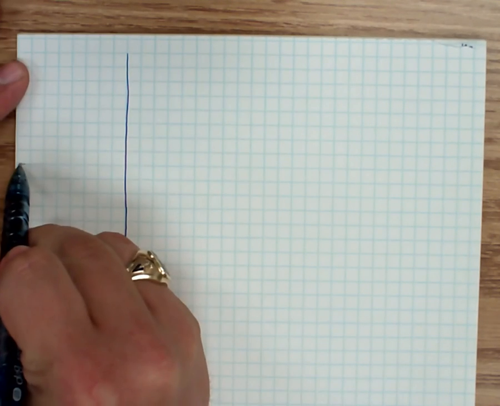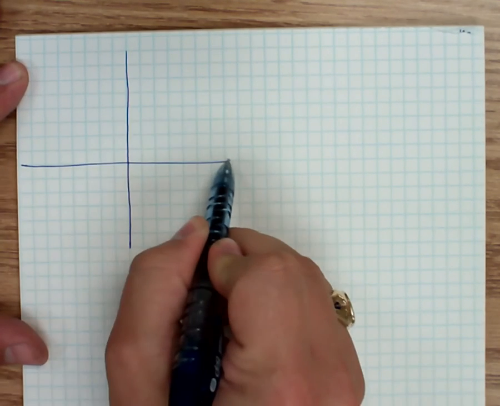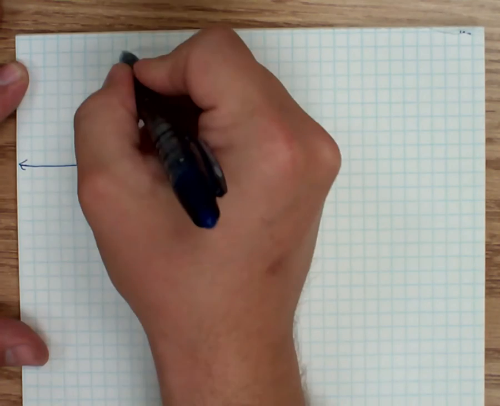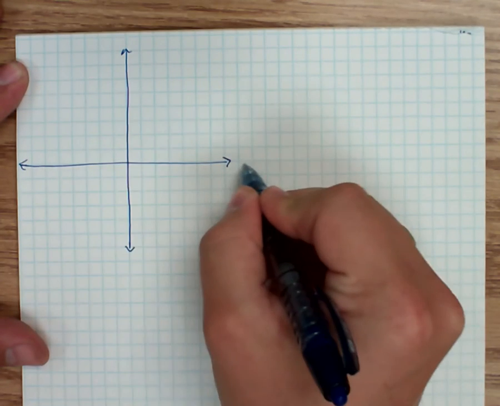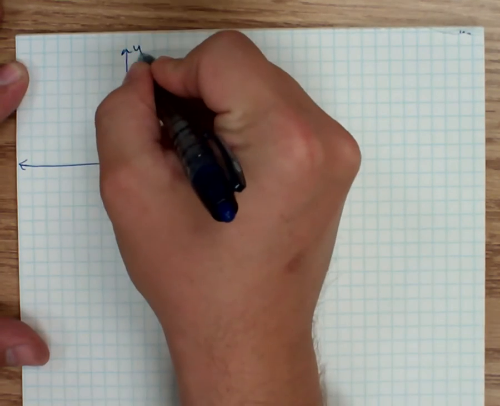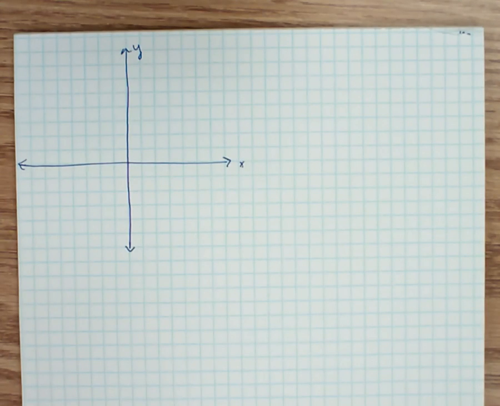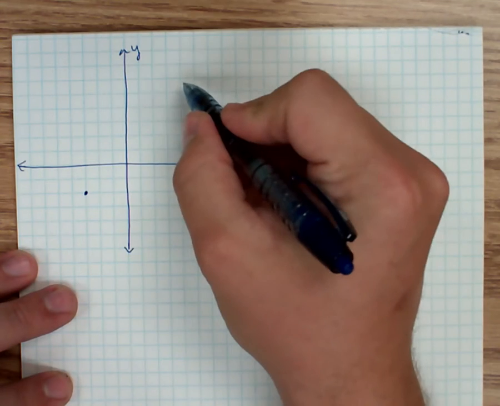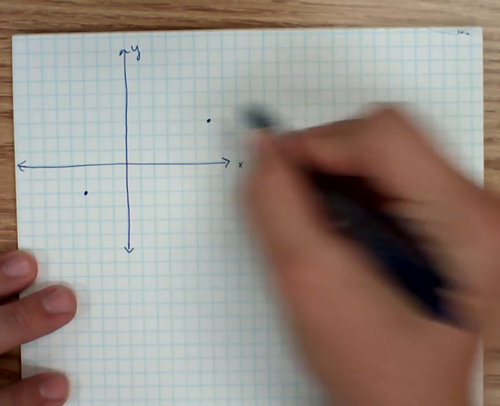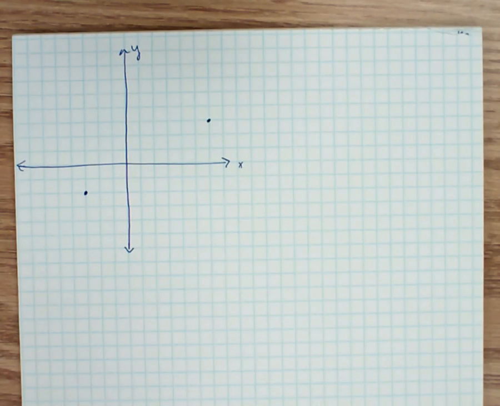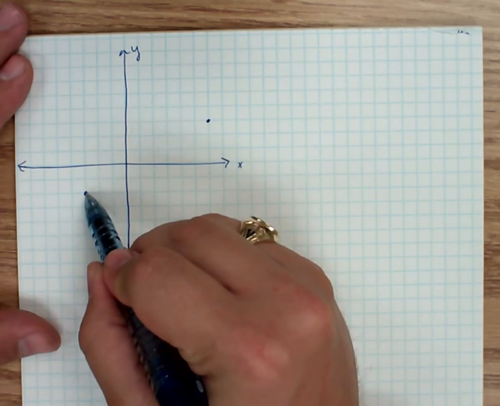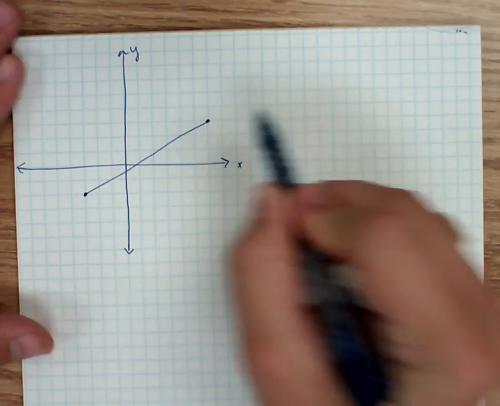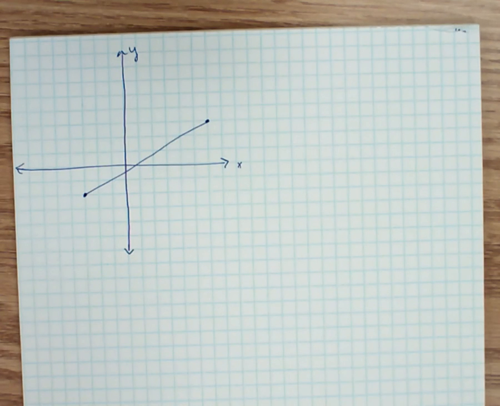So say you're given an XY coordinate plane, a graph, and we have these 2 points. And you're asked to find the distance between those 2 points.